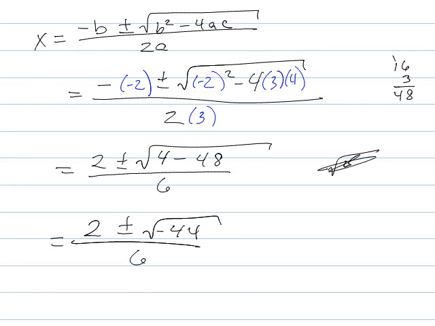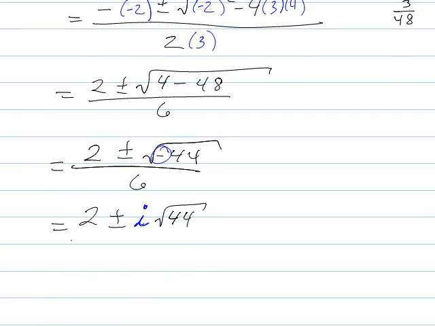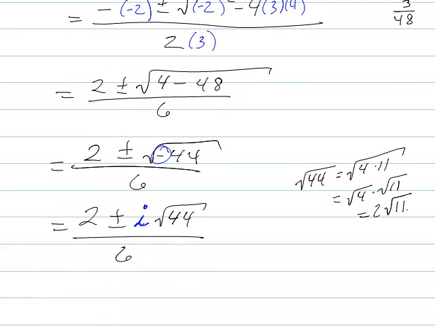Ooh, we got a negative sign and a square root. So do we panic? No, we do not panic. We're going to rewrite this as 2 plus or minus, we pull the negative out of the square root and make it an i, and we've got square root of 44 all over 6. So root 44 is the same thing as root 4 times root 11, so that's 2 root 11. So I've got 2 plus or minus i, now I'm replacing the square root of 44 with 2 square root of 11.